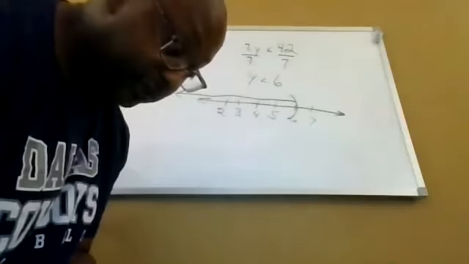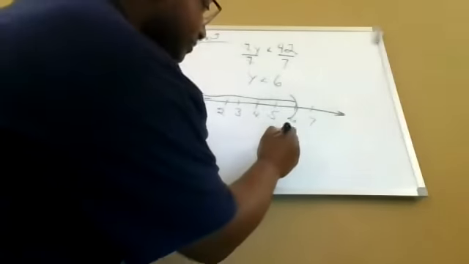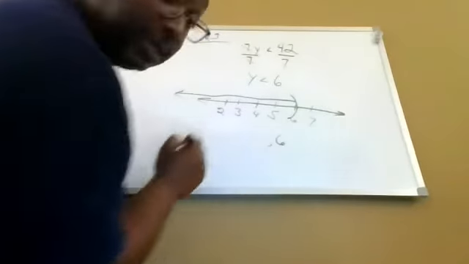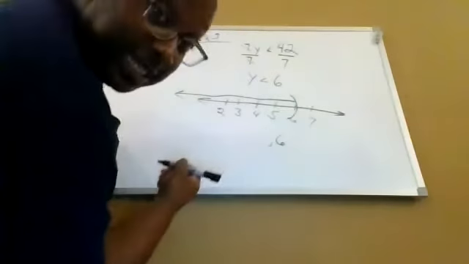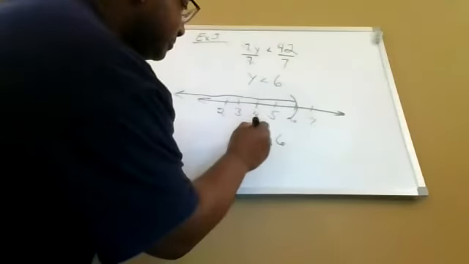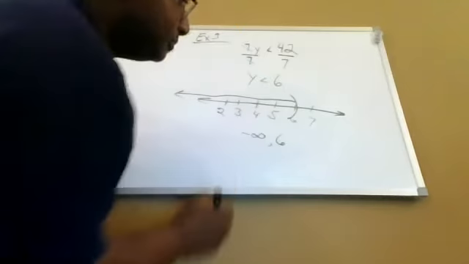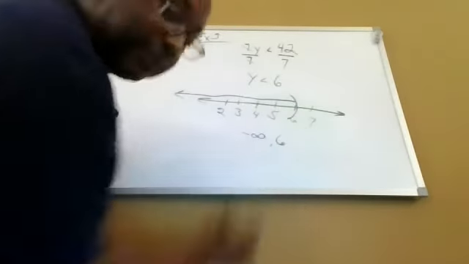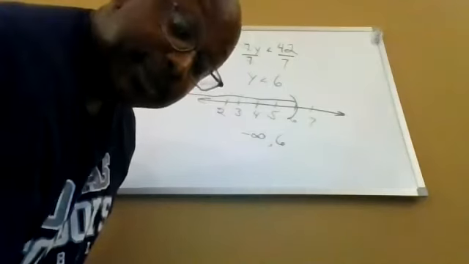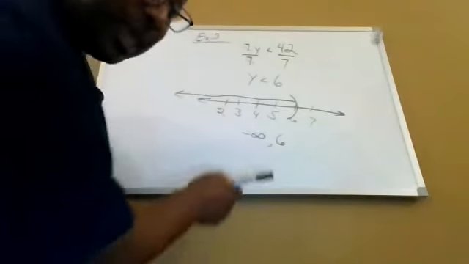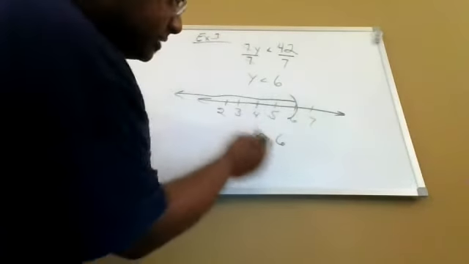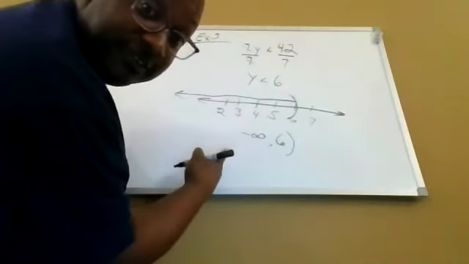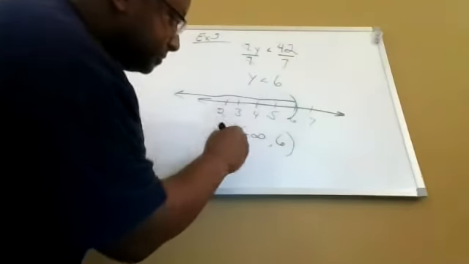Now, for interval notation, here's our 6, comma, we're going to negative infinity. We're going to use parentheses because we have less than. And for negative infinity, also a parenthesis.